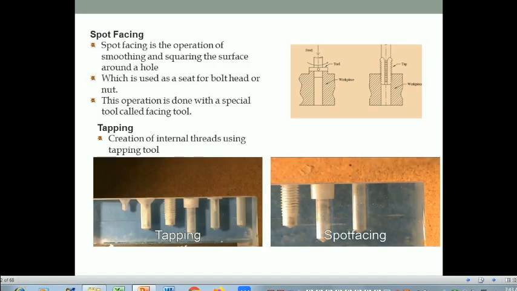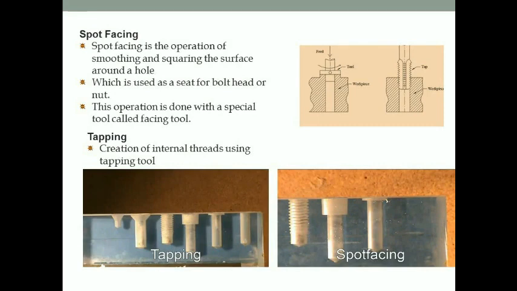Spot facing is used a lot of times on castings when the surface is uneven, to help the fastener sit down level on the top of the surface. Tapping is the creation of internal threads. For that we use the tapping tool. Here also the hole is to be drilled previously.